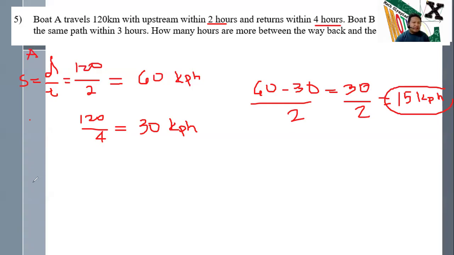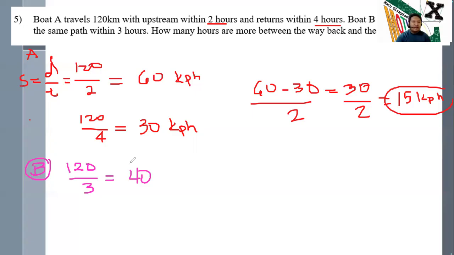For letter B, what will happen is that we can get within 3 hours downstream. For that case, a shorter arc. So that will become 120 divided by 3 hours. That means the speed downstream with the water, because the water is helping us downstream, that will give us 120 divided by 3. That's 40. Okay? That's 40 kilometers per hour.